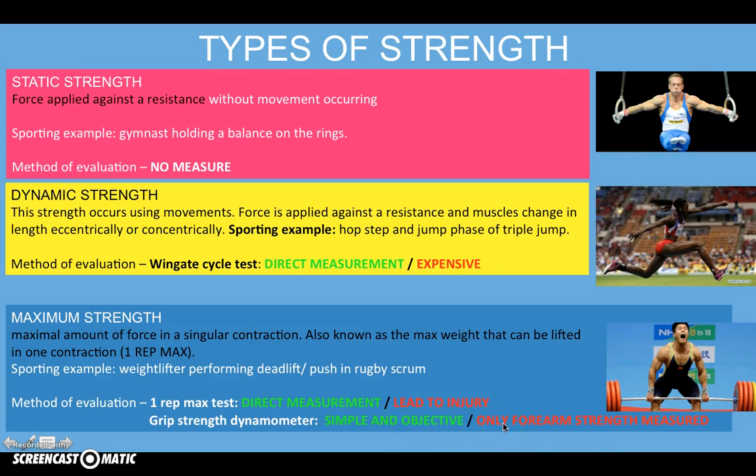Unfortunately, a disadvantage to this test in particular is it only tests our forearm strength. So it's not going to actually tell you if someone, for example, a rugby player in a scrum, may have a high grip strength dynamometer result. That's only testing forearms. For a scrum, you need to have strong lower body, so strong legs, quadriceps, hamstrings, strong upper body as well, strong back, glutes, etc. So that's a disadvantage to grip strength dynamometer.